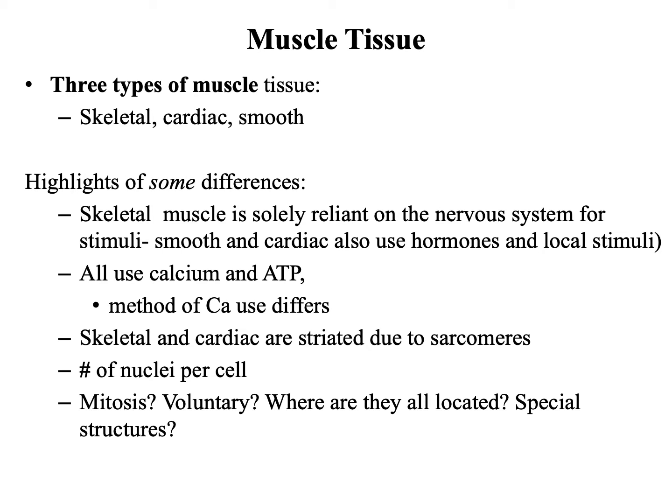Some differences also: skeletal muscle has many nuclei. That cell starts at the origin of a muscle and ends at the insertion of a muscle. With smooth muscle, there's just one nucleus. With cardiac, there's one or two. Mitosis: skeletal muscle and cardiac muscle do not go through mitosis.